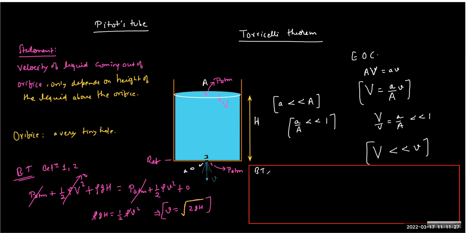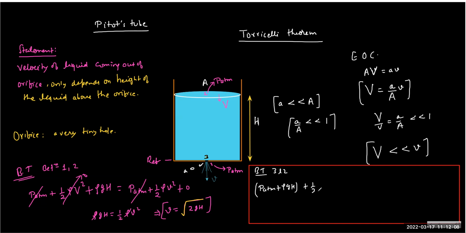So BT, if I try to write it for 3 and 2, the good thing about 3 and 2 is the third term will not appear. Why? Because they are almost at the same level, right? So what is the first term? Pressure inside the container, P atm plus rho g capital H. This is the P of the Bernoulli equation. Okay, do you realize this? P means the net static pressure we have to write, and the net static pressure is the sum of atmospheric pressure and the liquid column. Is this clear?